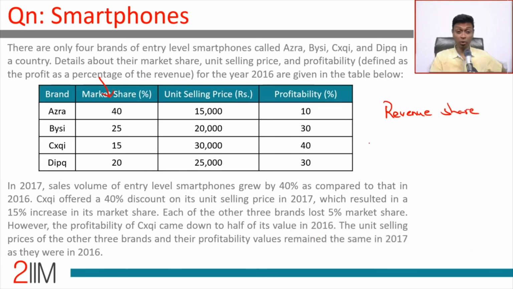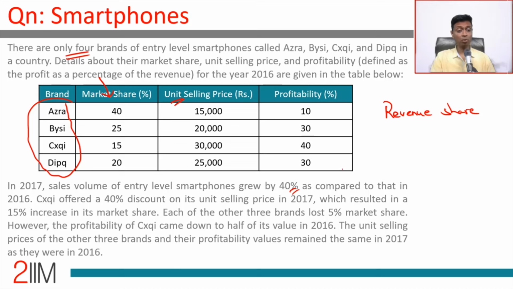Market share can also denote revenue if you're talking only in terms of overall revenues, but here we are clearly talking in terms of units. In 2017, sales volume of entry-level smartphones grew by 40%. So all four put together, they are the only smartphone brands. Right, so put together, their volumes grew by 40%.